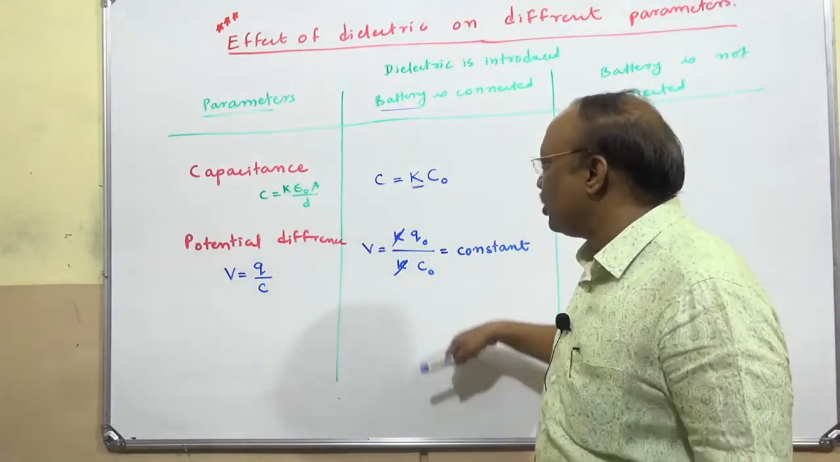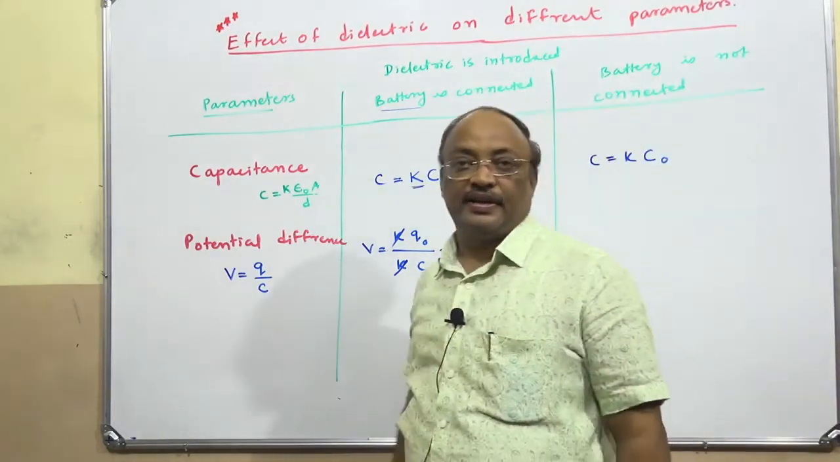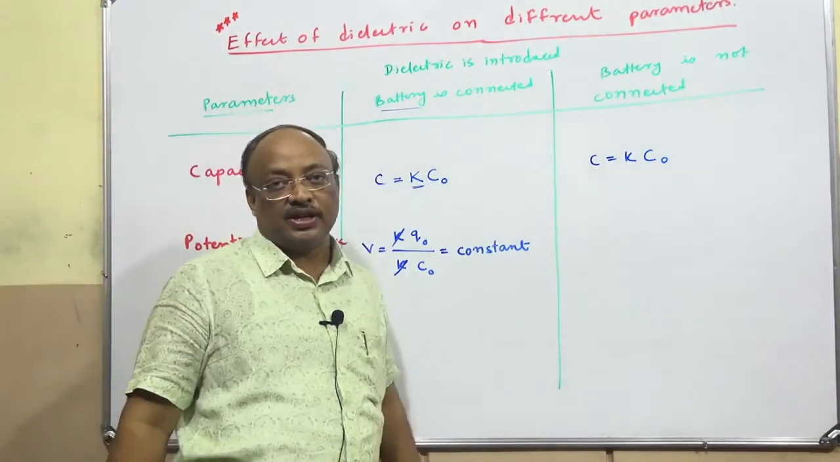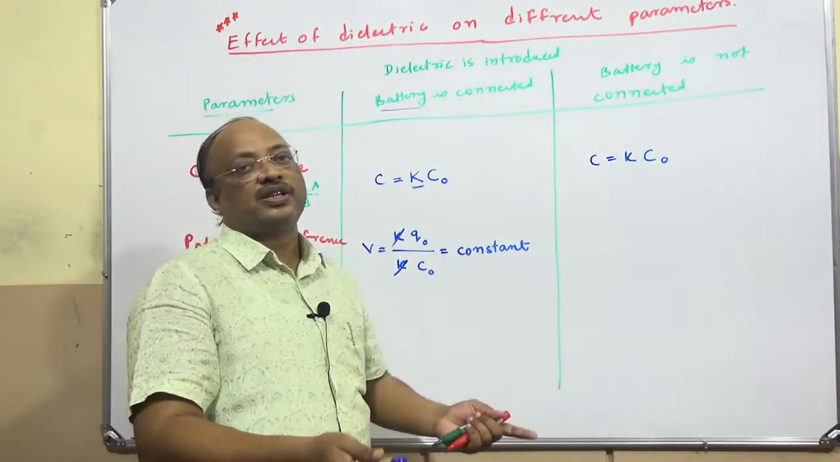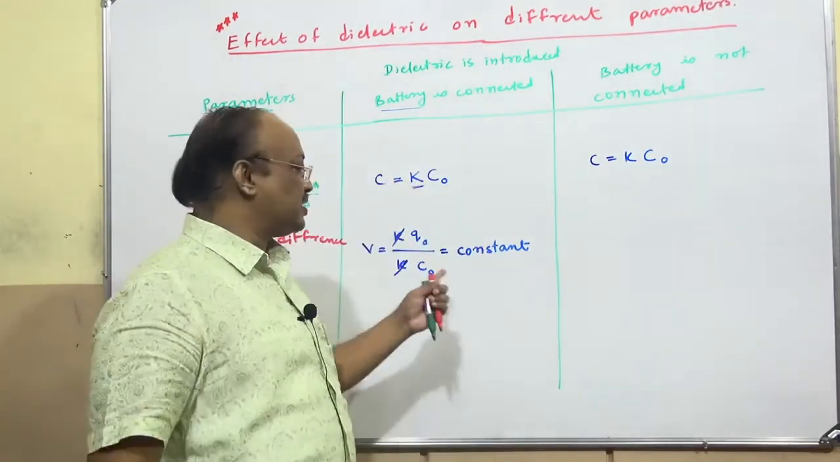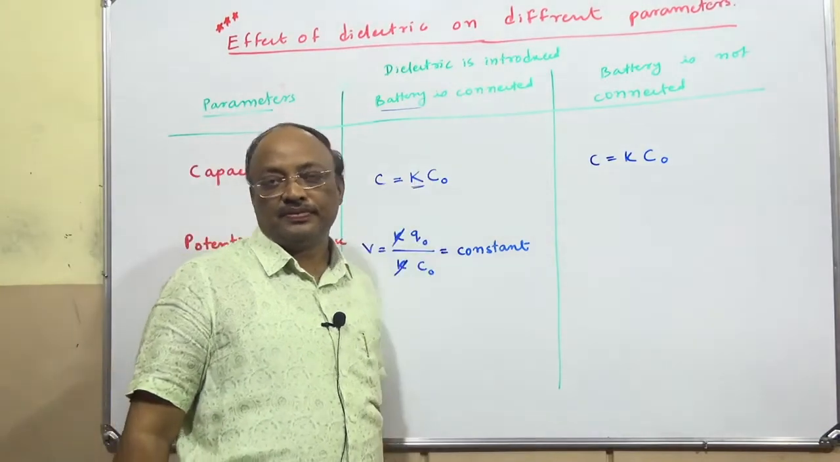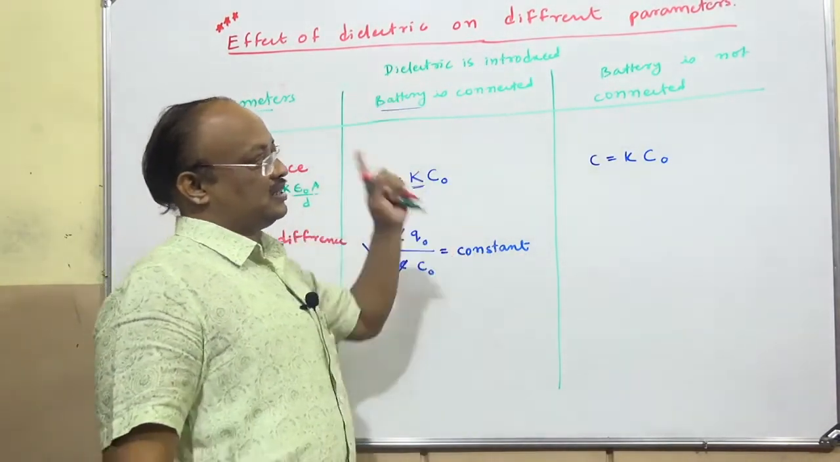Dielectric is introduced and battery is connected there. As soon as the dielectric is introduced, capacitance is increasing. You have a chance to increase its charge, and since the battery is connected to it, you can increase the charge by K times. Therefore, potential remains constant in this case.